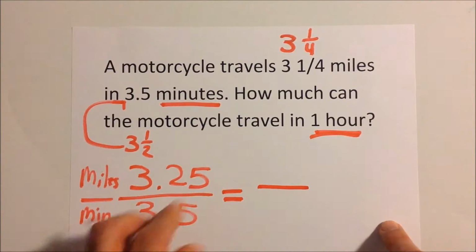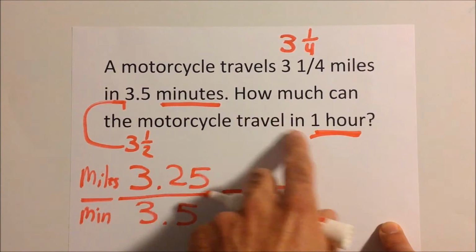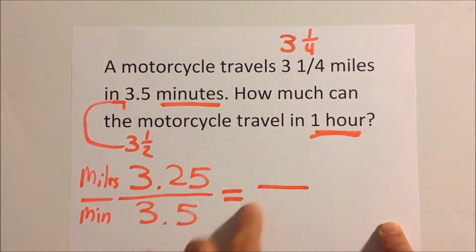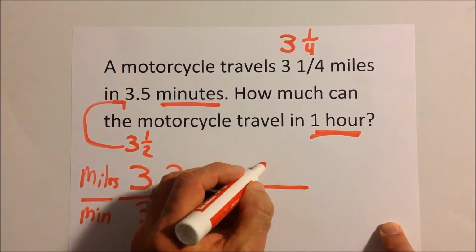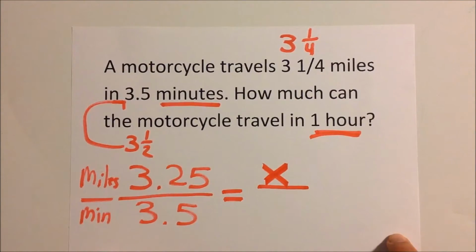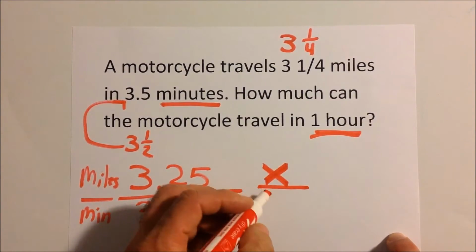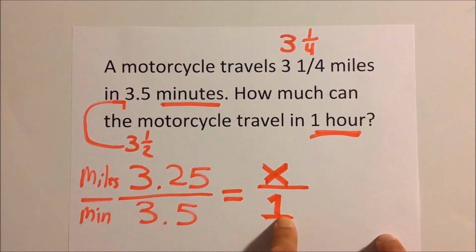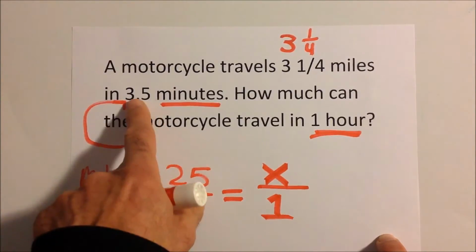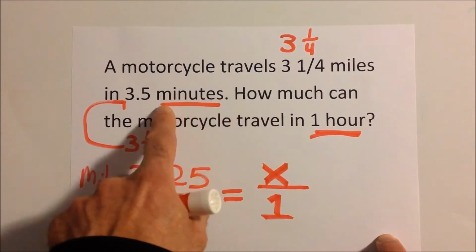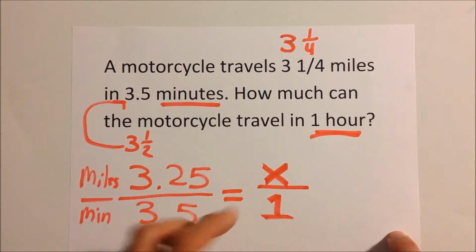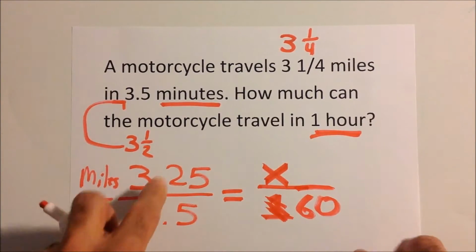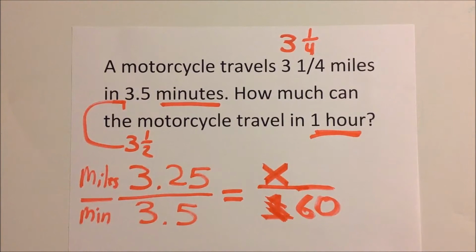on this side. So on this side, we want to find out how much can the motorcycle travel? How many miles can it travel in an hour? We don't know that part, so we put an X. Now, we're not going to put 1. If we put a 1, that will represent a minute, because remember, it said minutes. We need an hour, and we need them all to be the same. So instead of putting a 1, we have to put a 60, because there's 60 minutes in an hour. So here we have our proportion so far.